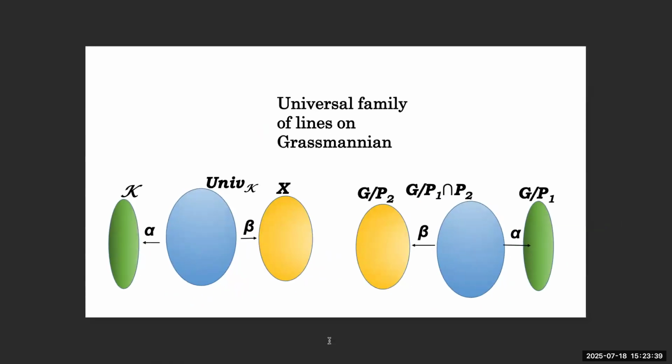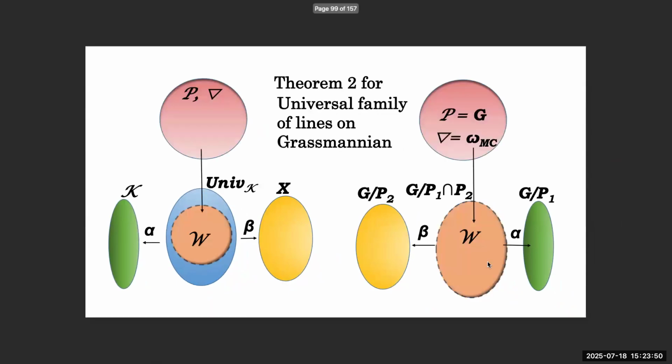And here's the picture: when you consider the universal family of lines on the Grassmannian, the universal family is just these homogeneous spaces. Then the theorem says that there's a Zariski open set, which in the case of the Grassmannian is the whole universal family. The fiber space P is the group G itself. And the canonical affine connection on the fiber space, in this case, is the Maurer-Cartan form on the group G.